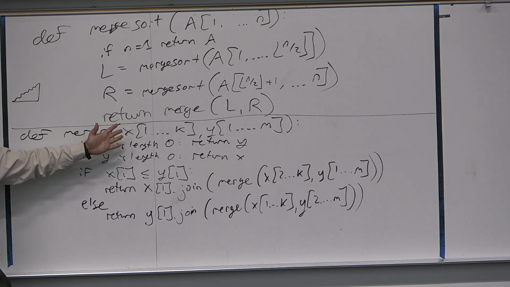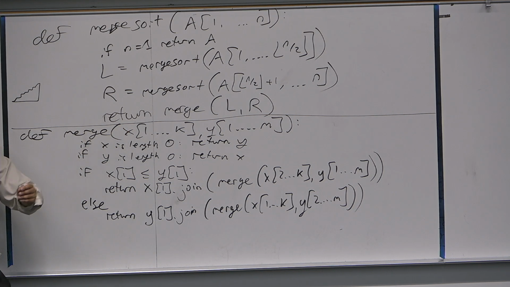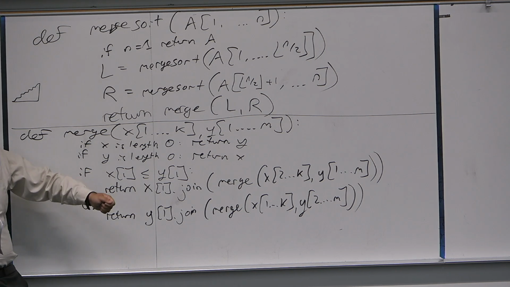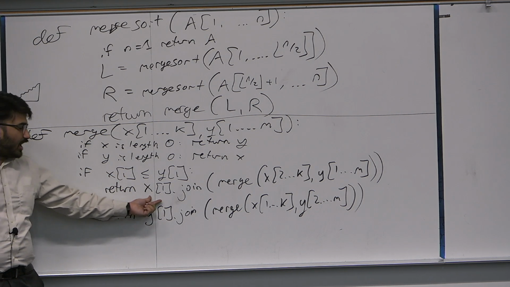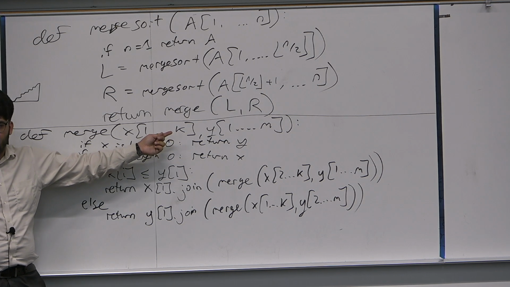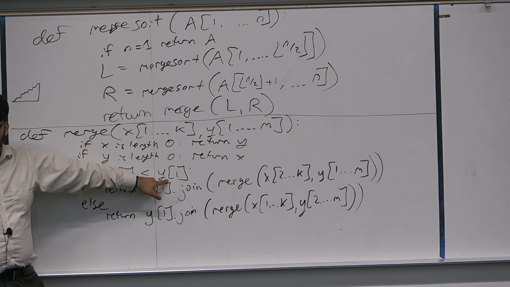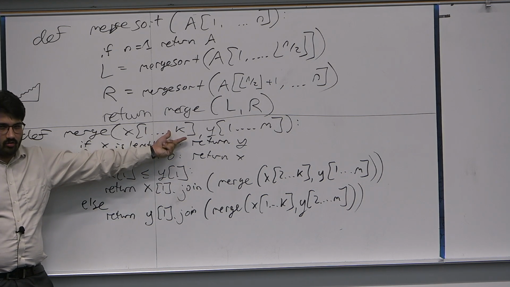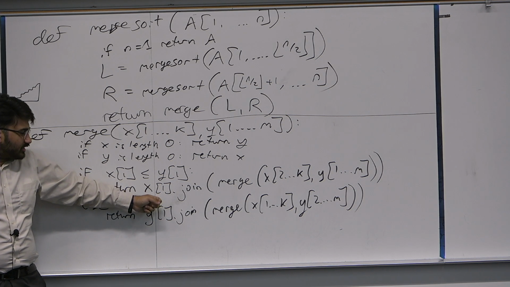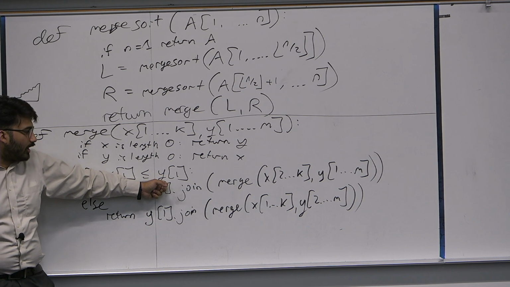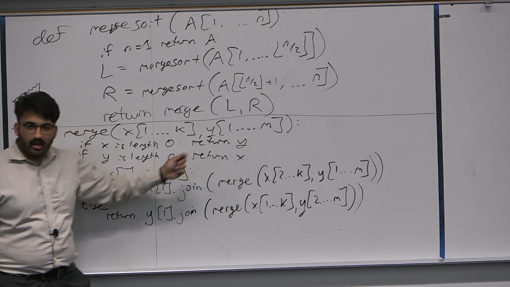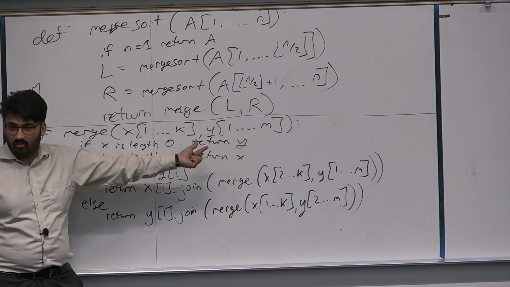Suppose it is actually x1. If x1 is the first element of x, then you know it's smaller than all of x. But if x1 is also less than or equal to y1, you know y1 is less than or equal to all of y. So by transitivity, x1 is less than all of y, and you know that x1 is less than all of x and all of y.